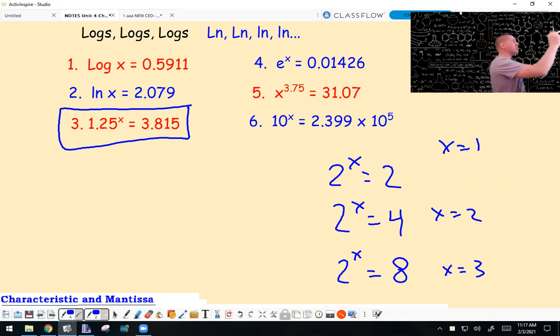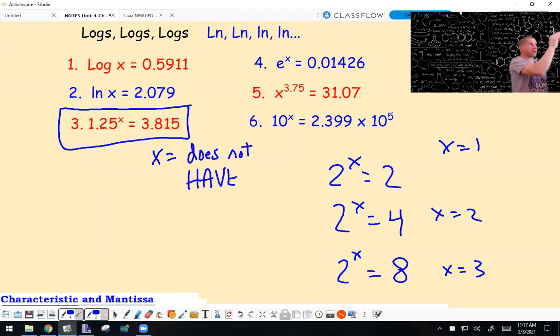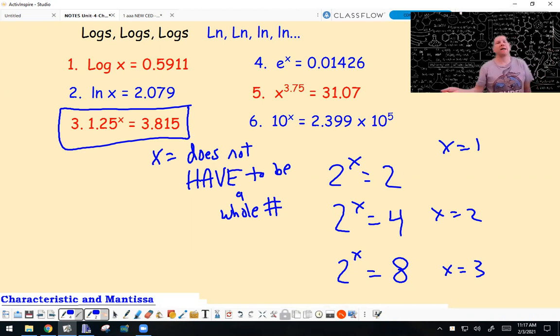But in chemistry beyond that, x does not have to be a whole number. So that's where this can get tricky. If it's not a whole number, now it's impossible to guess. So how do you do the algebra to get that right, in case you don't know?